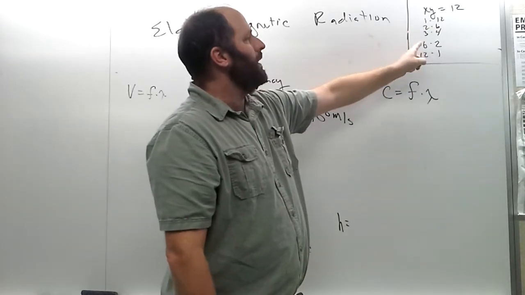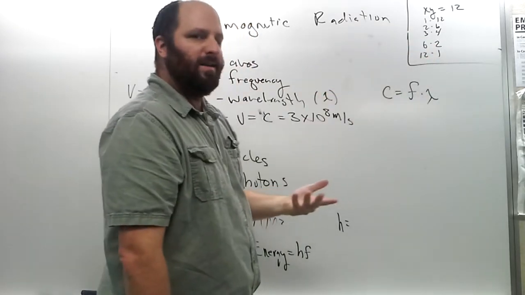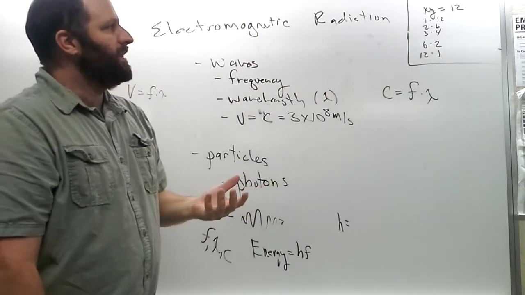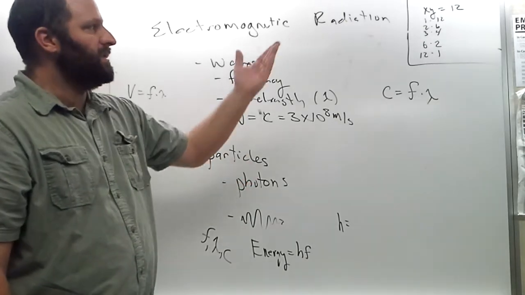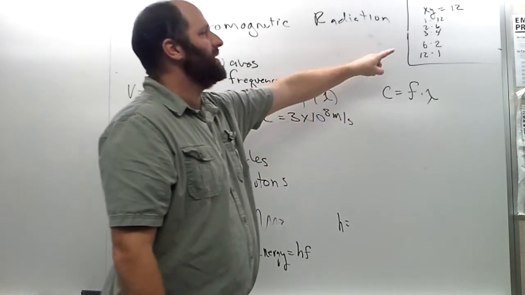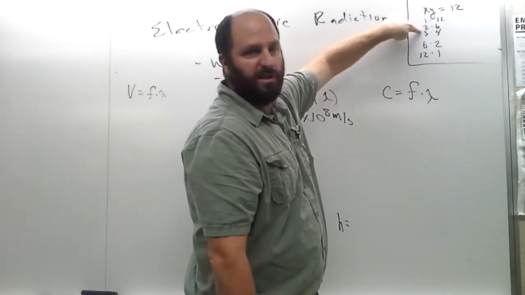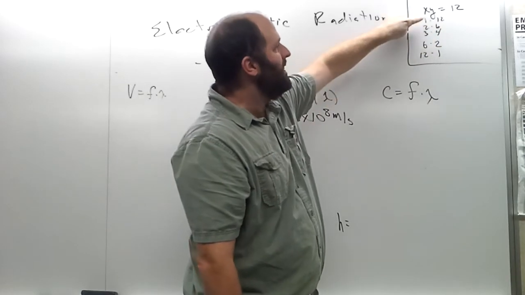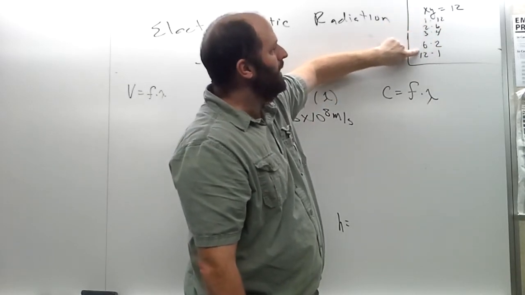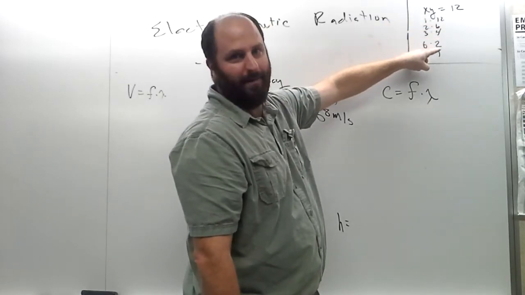Or maybe 3, 4, 6, 2, 12, 1. These are all possible combinations of x. I'm sorry, this isn't all of them, but these are some of the possible combinations of x and y that solve that equation. What I'd like to point out is this. When x is relatively small, you notice that y is relatively big. Right? And then as x gets bigger, y gets smaller.